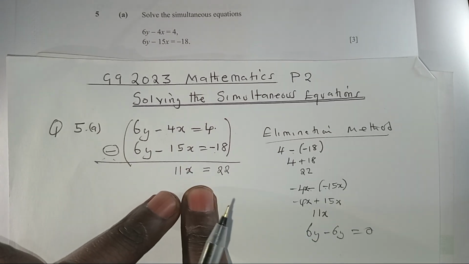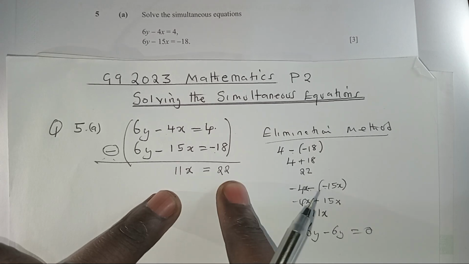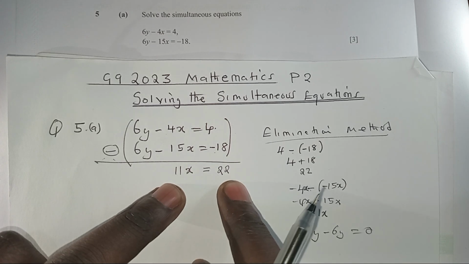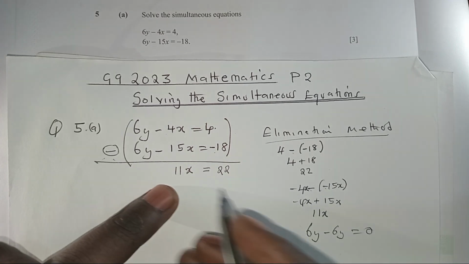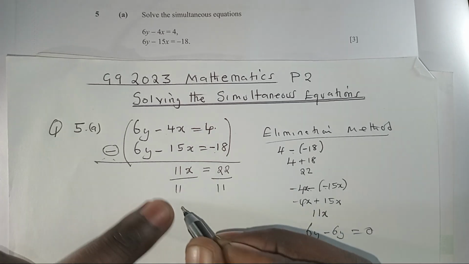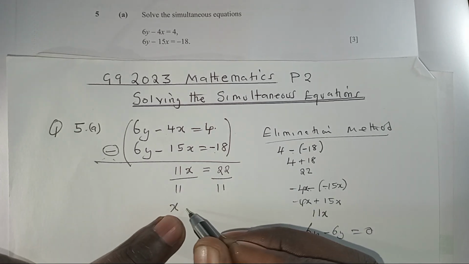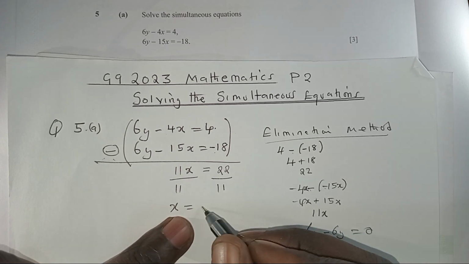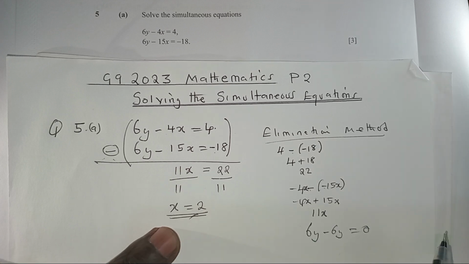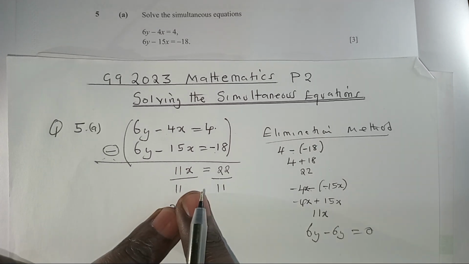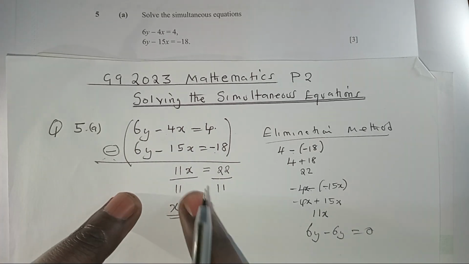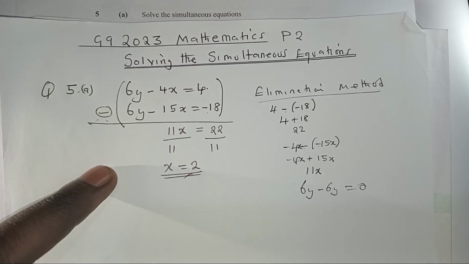So we have this equation of 11x equal to 22. Our interest is to solve, meaning to get the values of x and y. Here we can simply divide on both sides, and we shall get x equal to 22 divided by 11, which is going to give us 2. So this is the value of x. We shall use this very value of x to get the value of y, which was eliminated in the first place.